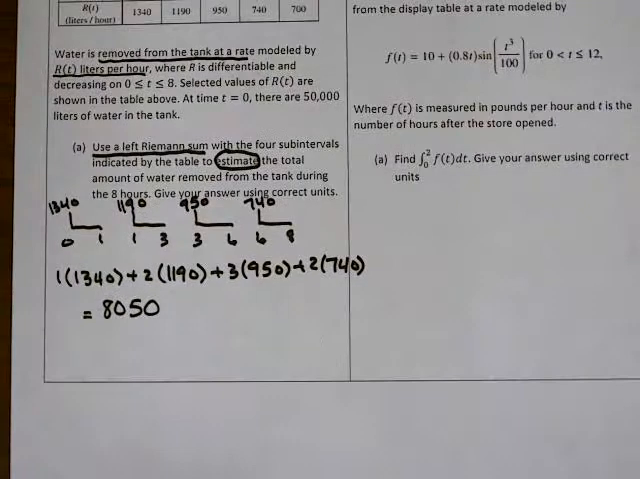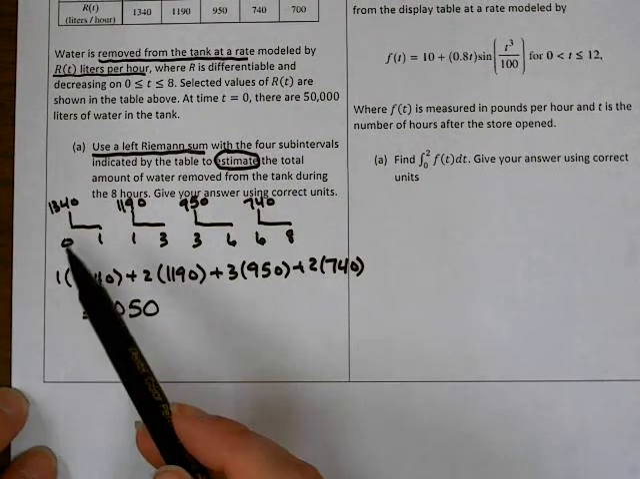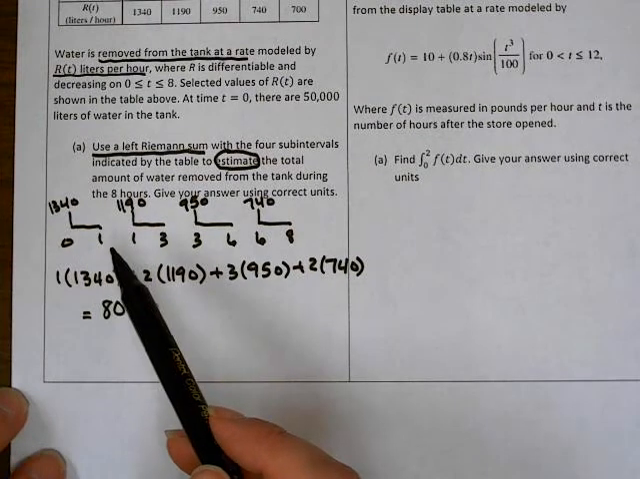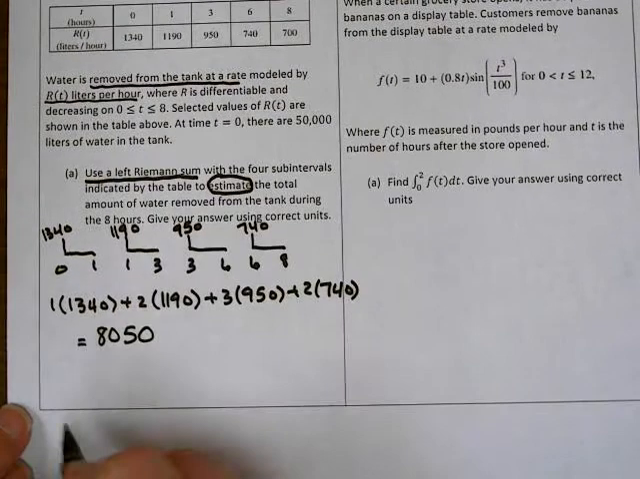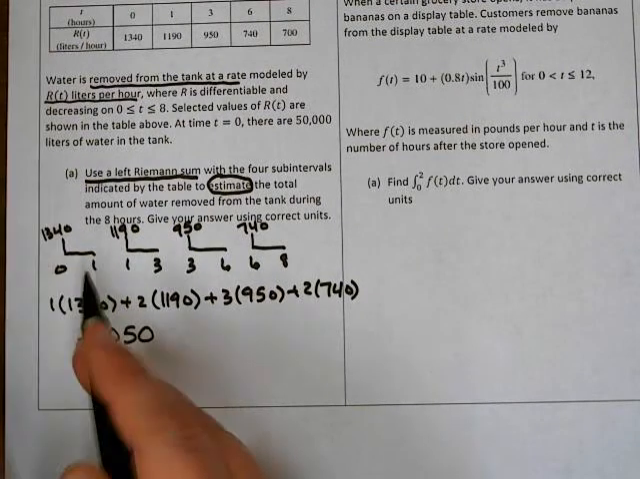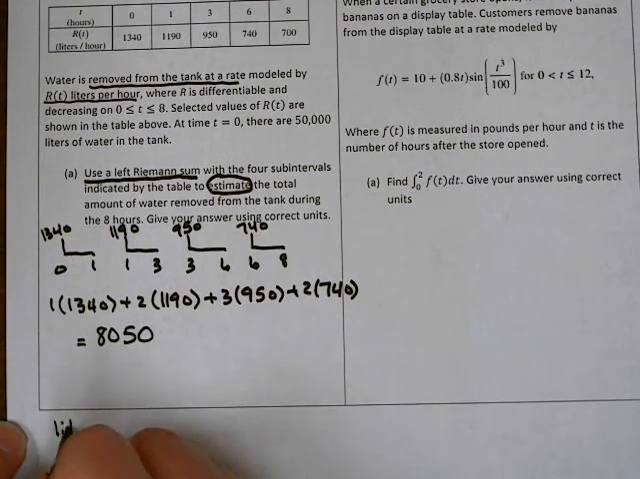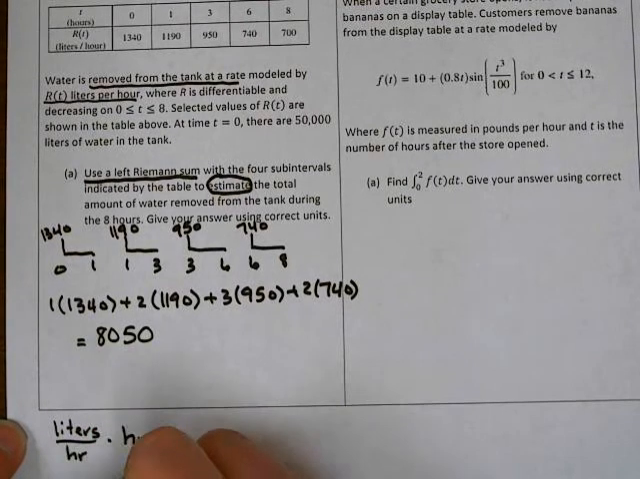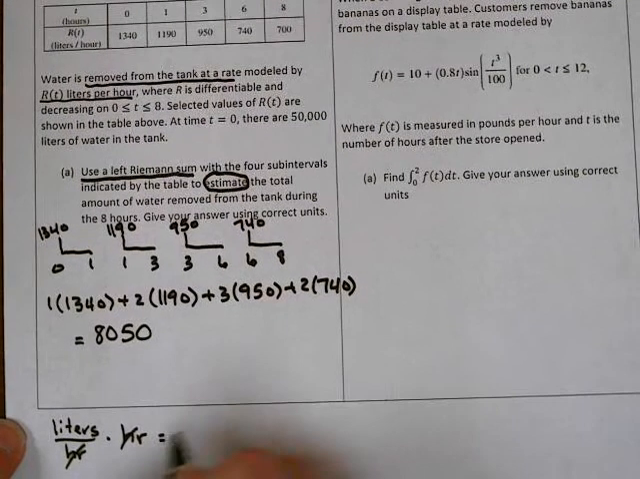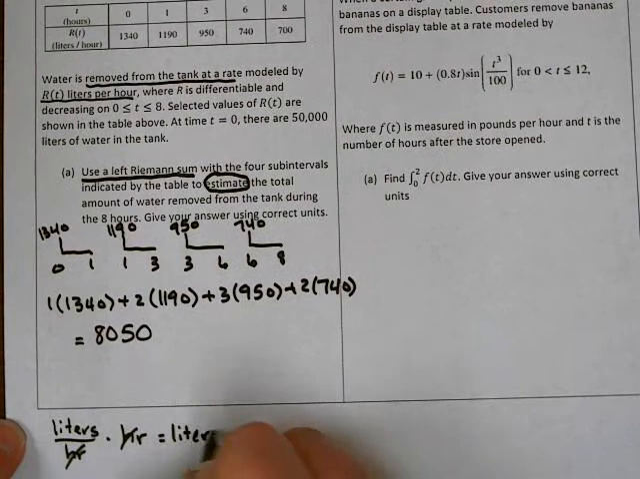So I want to go just underneath this really quick. And what we did is the base of each of these rectangles here is going to be the time in hours, right? So the base is time and the height is liters per hour. So we had liters per hour and we multiplied by hours, which means we're left with liters as our final units.